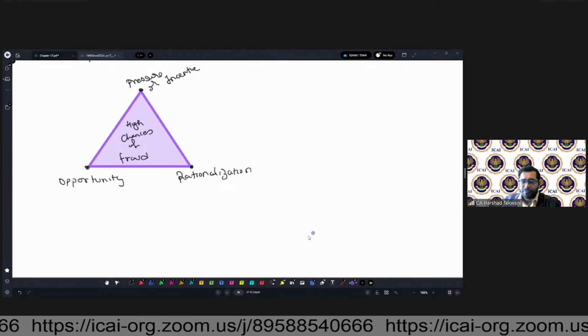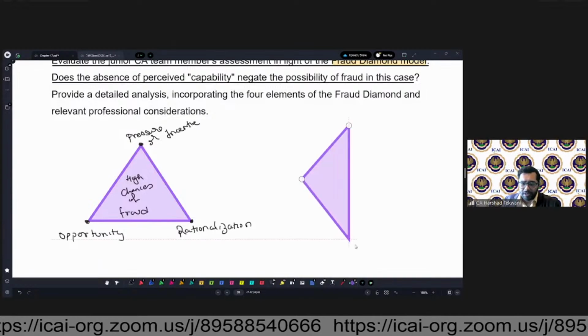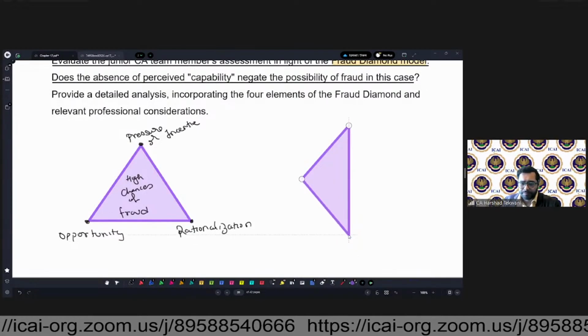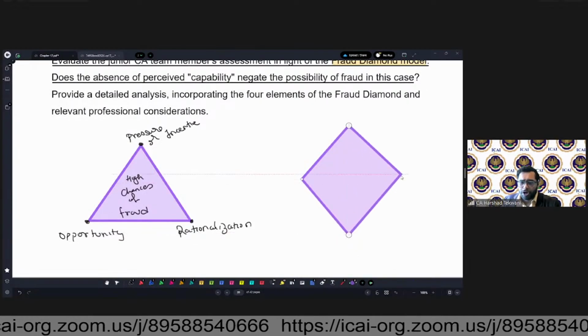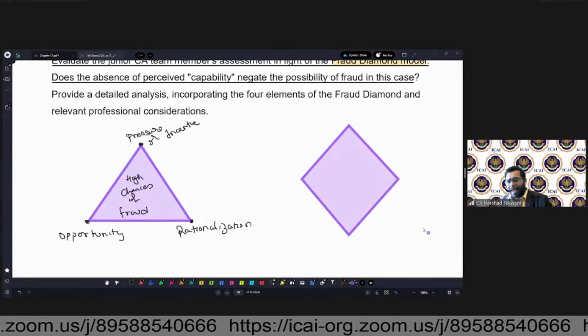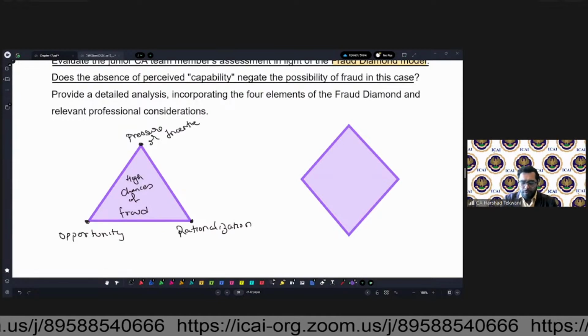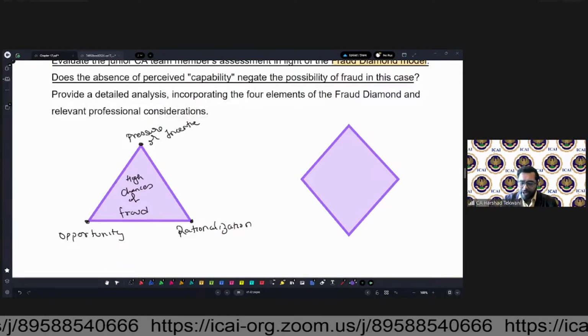But when it comes to the fraud diamond theory, it is a bit different from the fraud triangle. The fraud diamond theory has four sides.